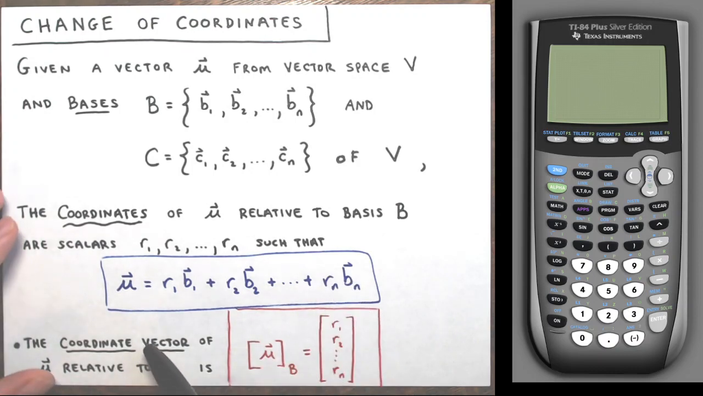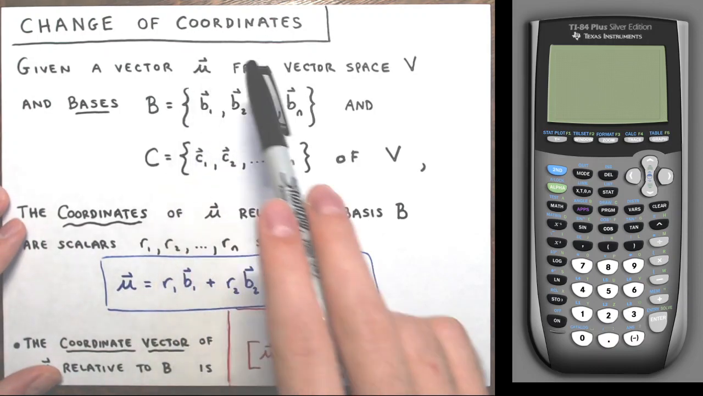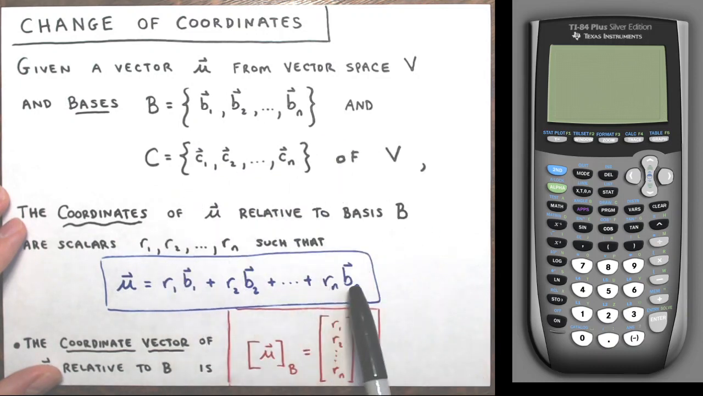Like I was saying, we can write a vector from V as a linear combination of the vectors in basis B. And the coefficients, the scalars, the weights of that linear combination, are called the coordinates of u with respect to B.